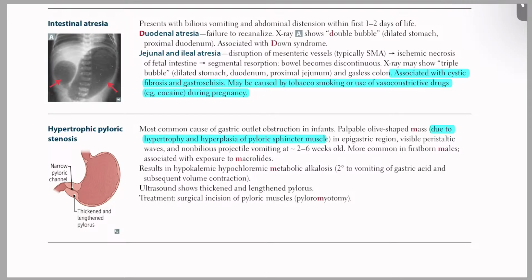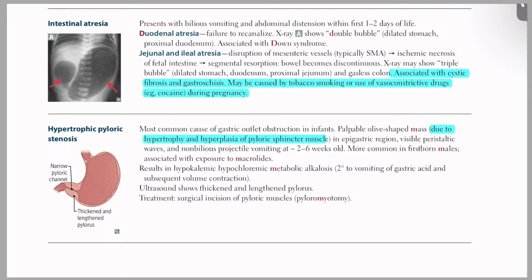May be caused by tobacco smoking or use of vasoconstrictive drugs, that is cocaine, during pregnancy. Intestinal atresia presents with bilious vomiting and abdominal distension within first 1 to 2 days of life.